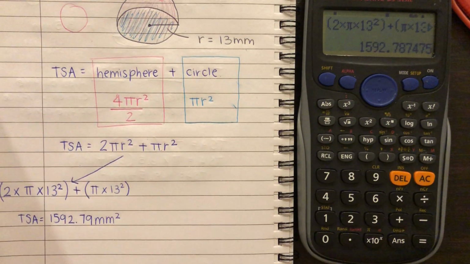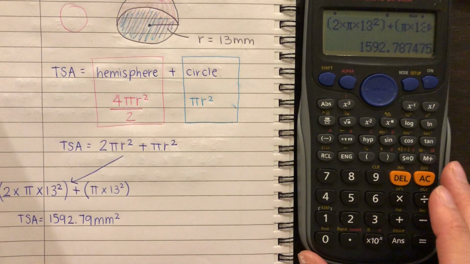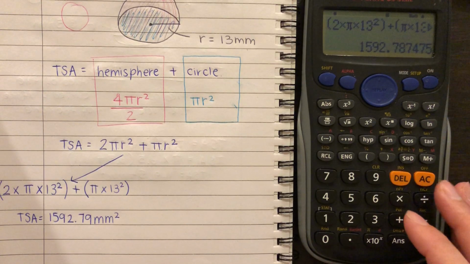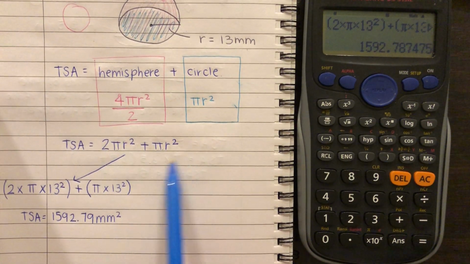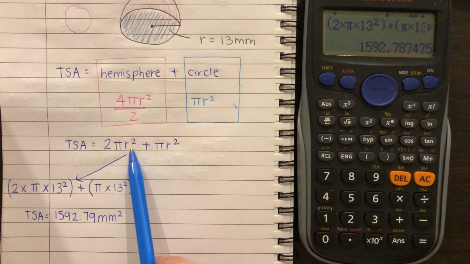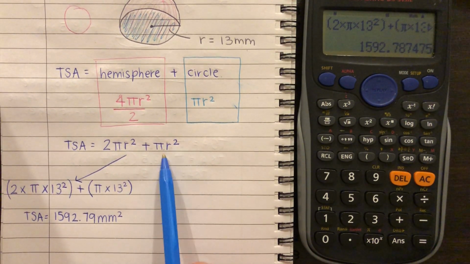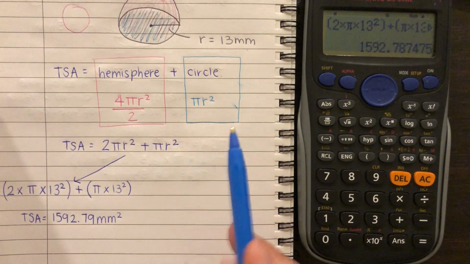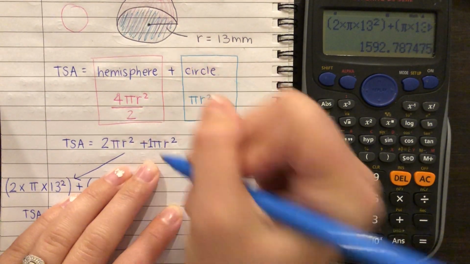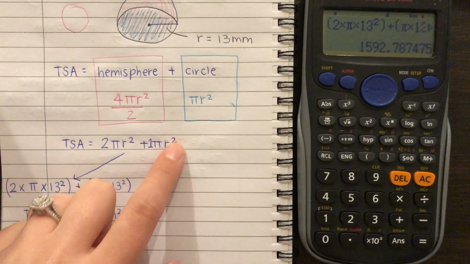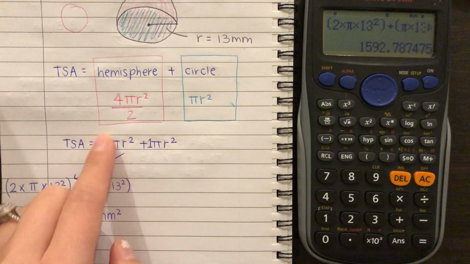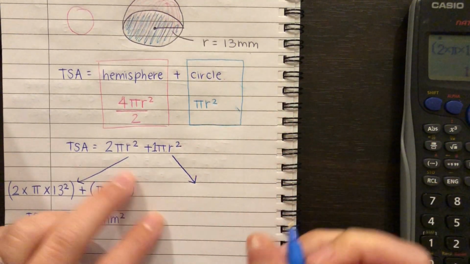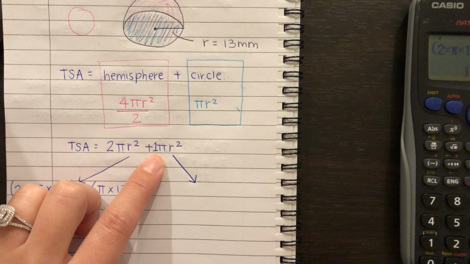You're still going to get the same answer, but I will show you how we actually could have done this and saved ourselves a lot of time. Now, if you look at what we have here, we have 2 pi r squared plus pi r squared. Because this is just pi r squared, there's an imaginary 1 out the front here because there's only one of these. So if we simplify this, we can actually get 2 plus 1 equals 3.